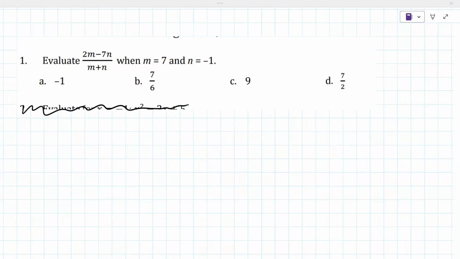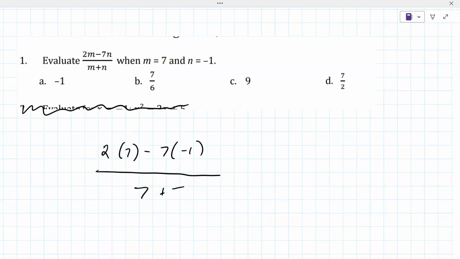B. That's my final answer. Okay, let's take a look here. So 2 times 7 minus 7 times negative 1 over 7 plus negative 1. 14 plus 7 over 6. 21 over 6.